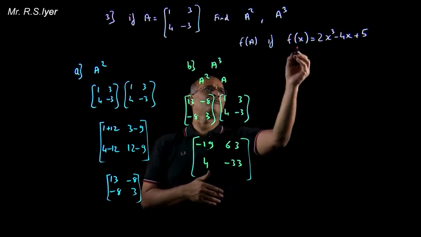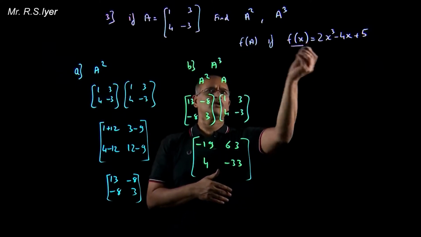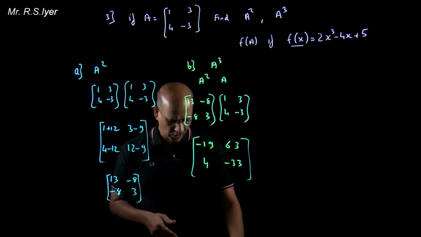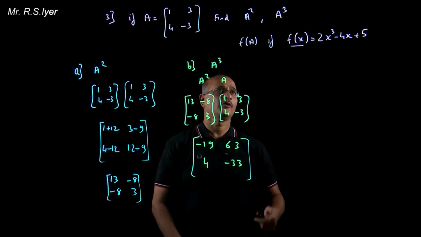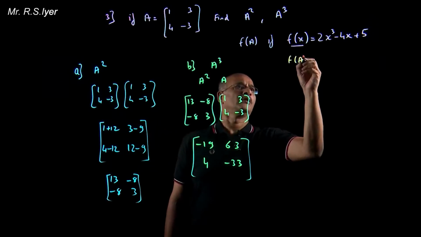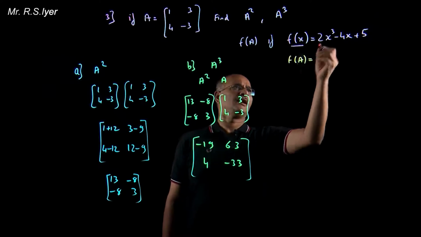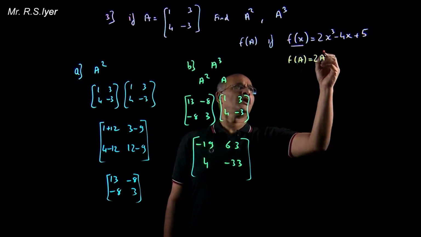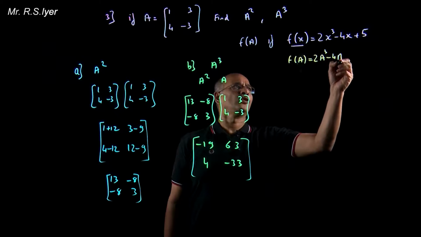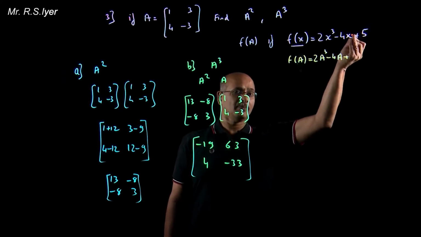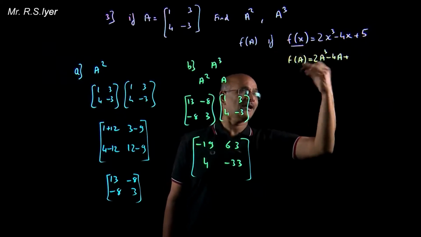So f of x is already given to you. So what will be f of a in this case? If you look at this, what will be f of a? x is replaced by a. So this will become 2a cube minus 4a plus 5i, as I told you in the previous sum.